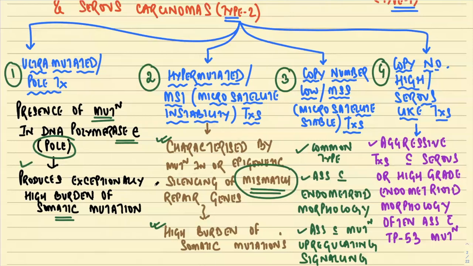If you remember, there was a syndrome in the familial variety, that is the HNPCC, hereditary non-polyposis colon carcinoma syndrome. And there was a syndrome that was called Lynch syndrome. Now, Lynch syndrome had an association not only with colorectal carcinoma, that is HNPCC, but they also had a high risk of endometrial carcinomas. So mismatch repair gene mutations are also seen in endometrial carcinomas.